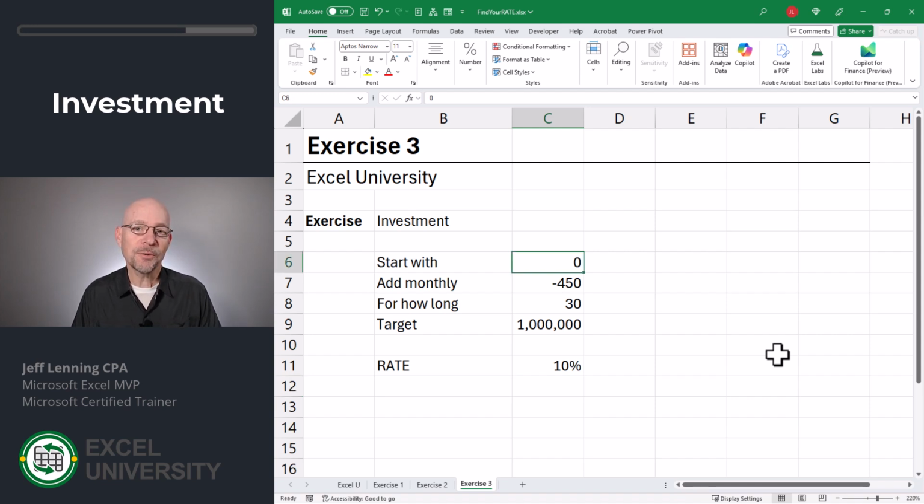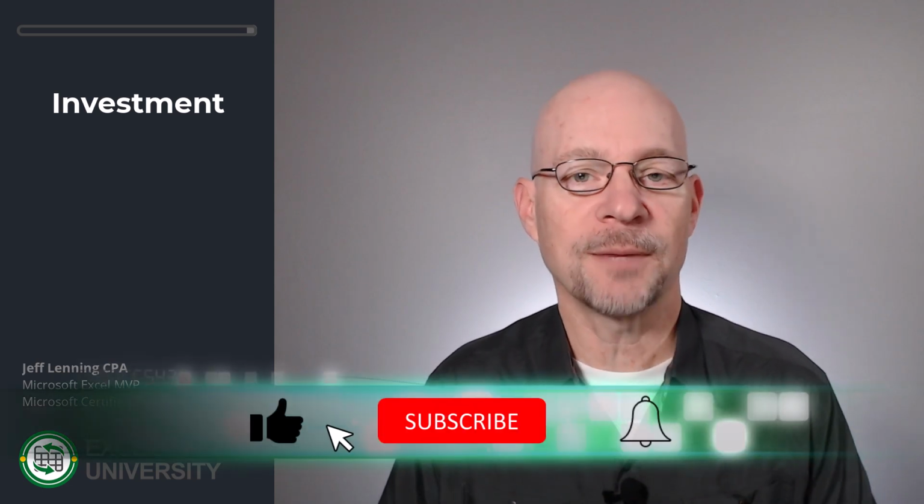Now what if I'm starting with something? Let's call it 100,000. 100,000, enter. And once again, we get this error, but we know why. We just need to flip the sign. Flip the sign, hit enter, and now we can achieve our goal if we can get a 6% interest rate. And that's how we can use the rate function to solve for interest rate on loans or these types of investment goals.